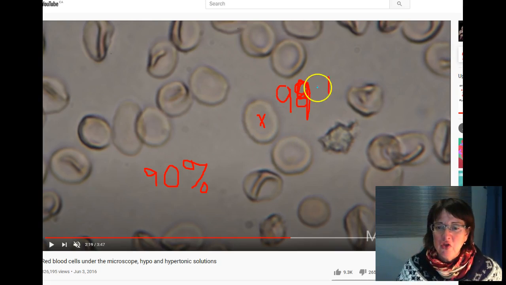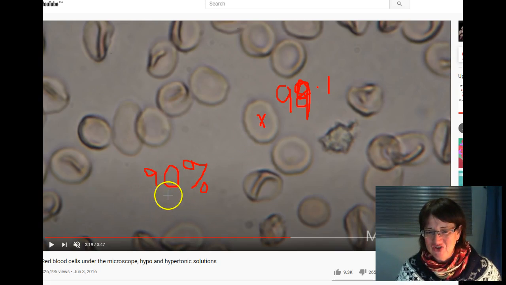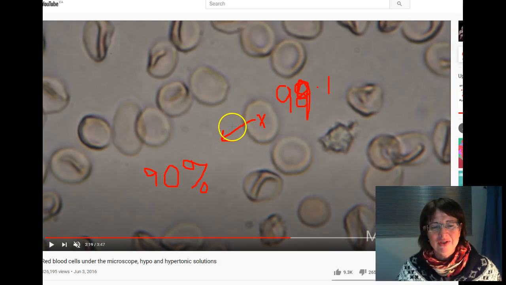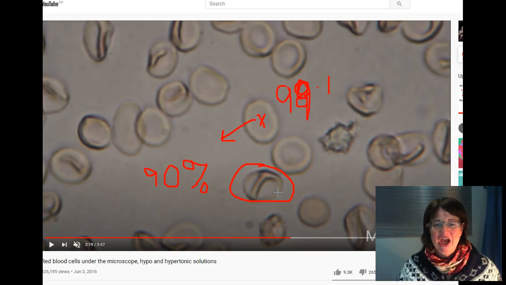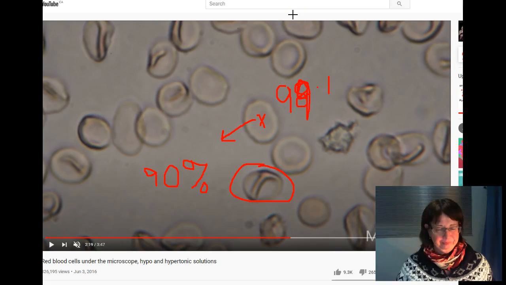Okay, so the concentration of water is greater inside the cell. The concentration of solute or non-water particles is greater outside. Because water is moving from a place where there's lots to a place where there's little, in order to balance it out, the water will leave the cell. As the water leaves, the cell is shrinking or crenating. And that is what happens in a hypertonic solution.